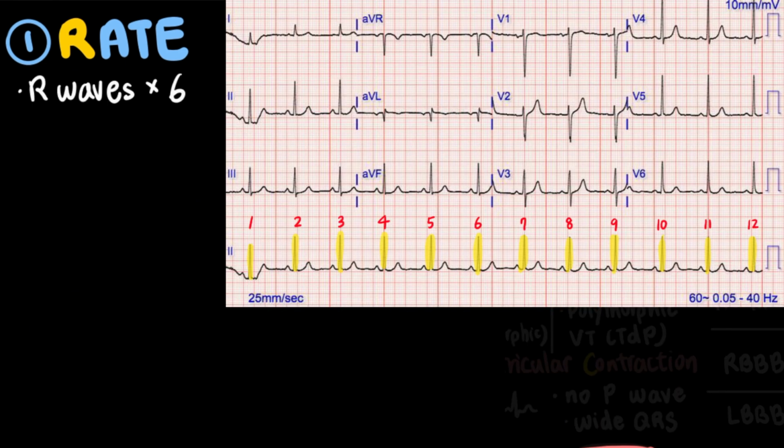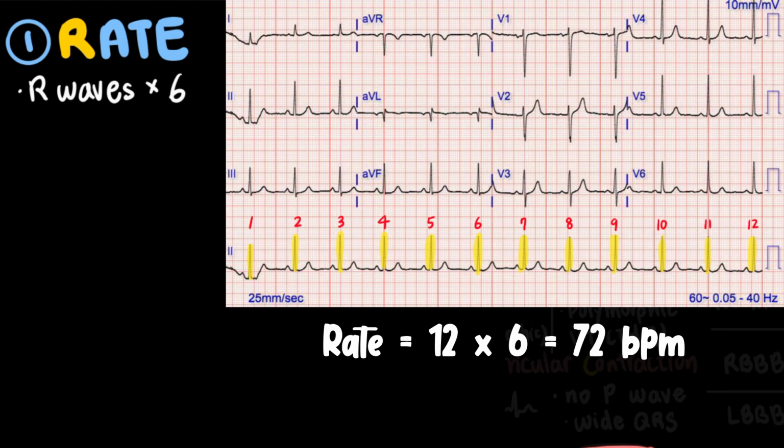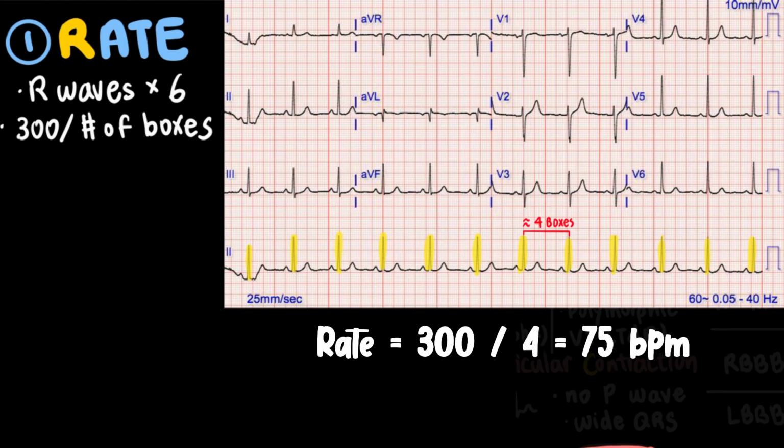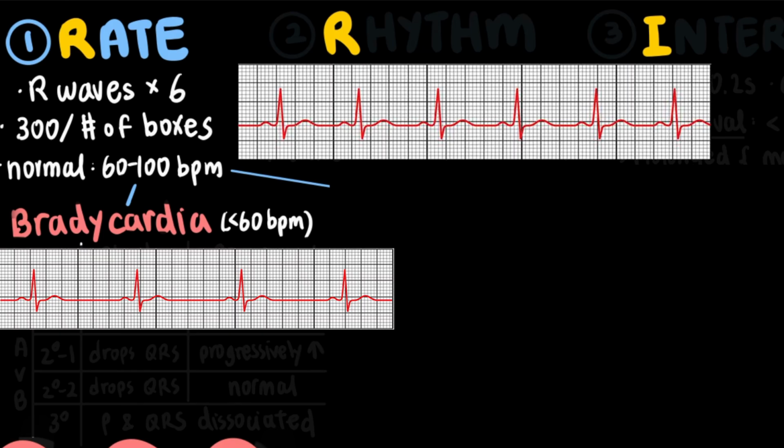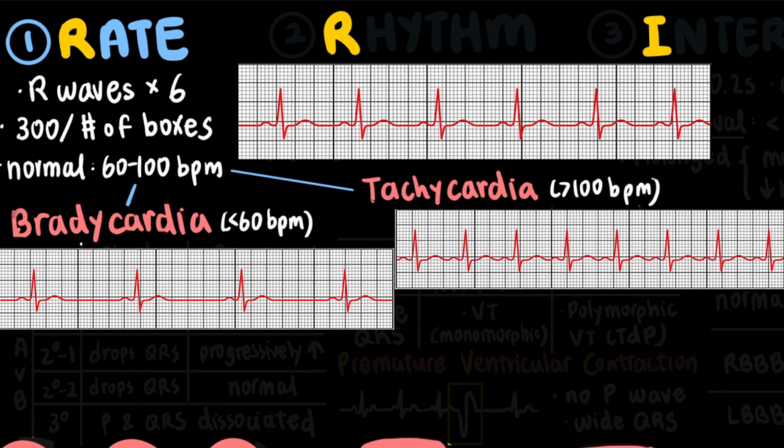Count the number of R waves in a 10-second strip and multiply by 6, or divide 300 by the number of large boxes between 2 R waves. A normal heart rate is between 60 and 100 beats per minute. If the rate is under 60, that's called bradycardia. If it's over 100, that's tachycardia.